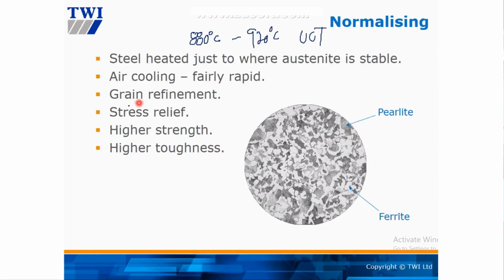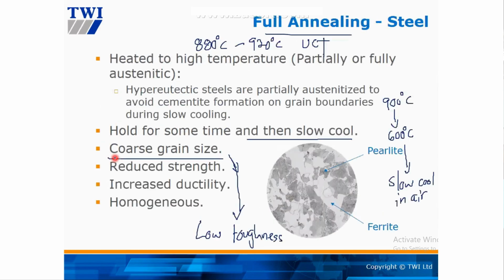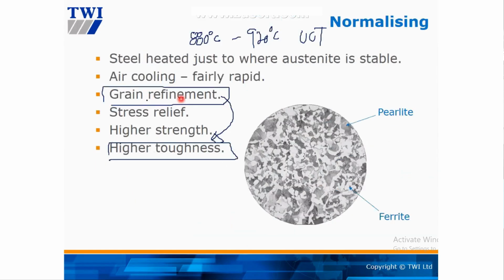All right. So it produces grain refinement, smaller grain here, and as a result, you got high toughness. Compared to this one, coarse grain, you got low toughness. Here, grain refinement, more smaller grain, you got higher toughness.